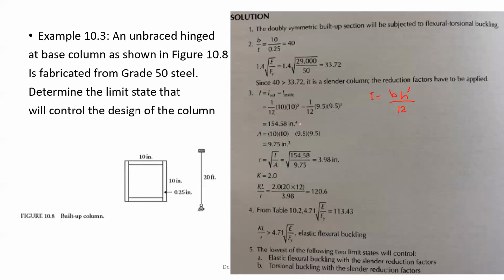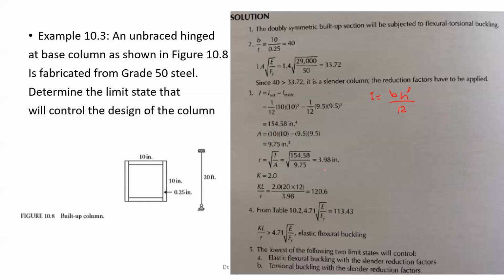What is the gross area? The gross area is 10 by 10 minus 9.5 by 9.5, right? The outer minus the inner, and this gives me 9.75 inch squared. Why did we have to find the moment of inertia and the gross area? Because the radius of gyration is the radical of moment of inertia divided by area. So now we found the radius of gyration.